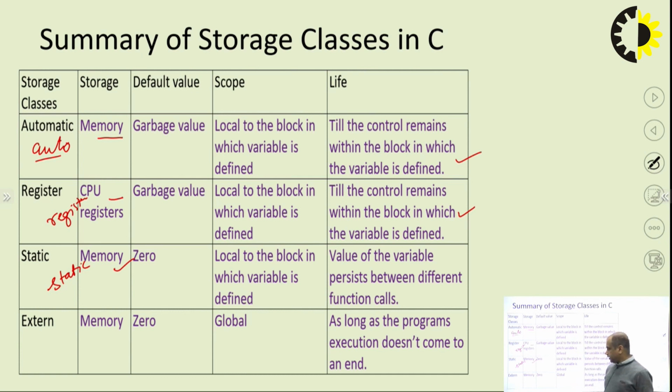Fourth storage class is external, or extern. Storage will be the memory, default value will be 0, scope is global, and life lasts as long as the program execution does not come to an end. The value persists, and that will be global.